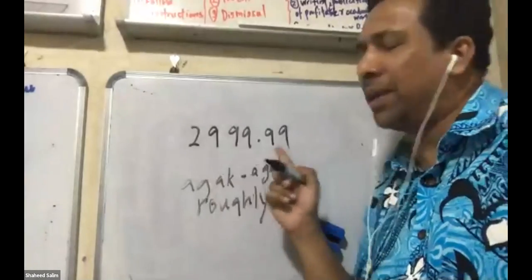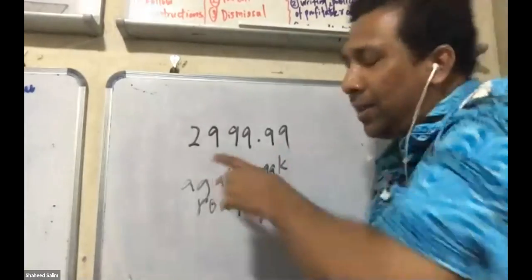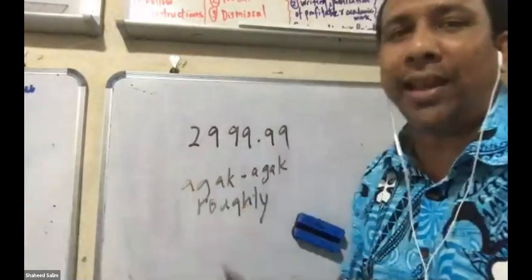Roughly, how much money is this? Roughly. You got 2,000. Okay, let's say every one of you got $2,999.99. Roughly, how much is it? Roughly.